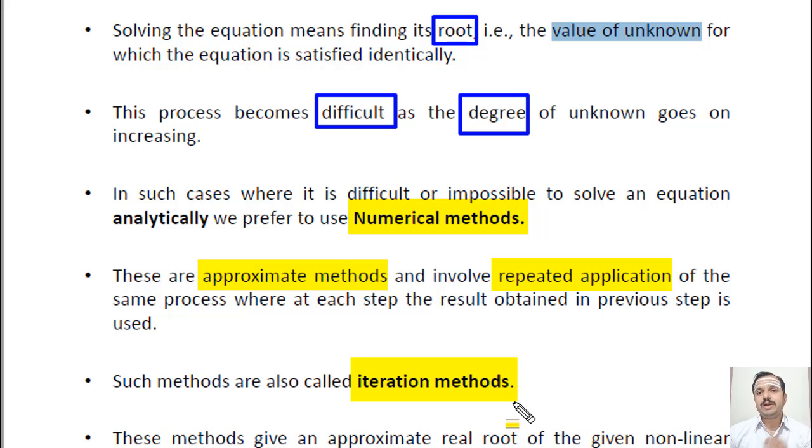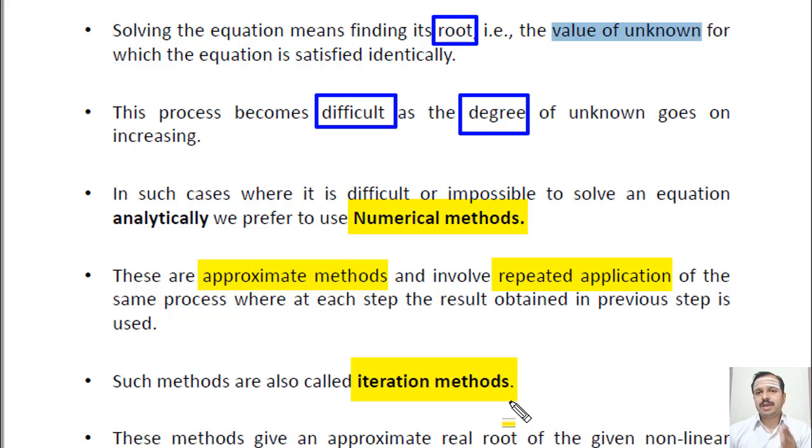In the numerical method, we start the process of solution with some initial approximation, and we use some predefined formula of that particular method, and we substitute the value of the initial approximation in the formula and get the first approximation. Then we will not stop at that moment. We go on applying the same formula repeatedly by using the value of the unknown which we obtain in the previous iteration or the previous step.